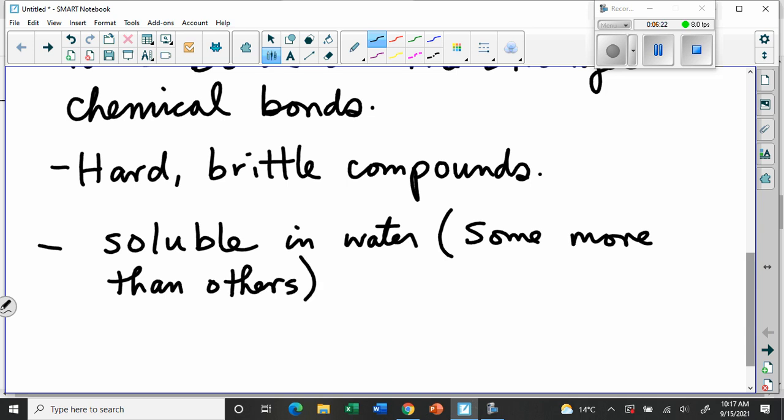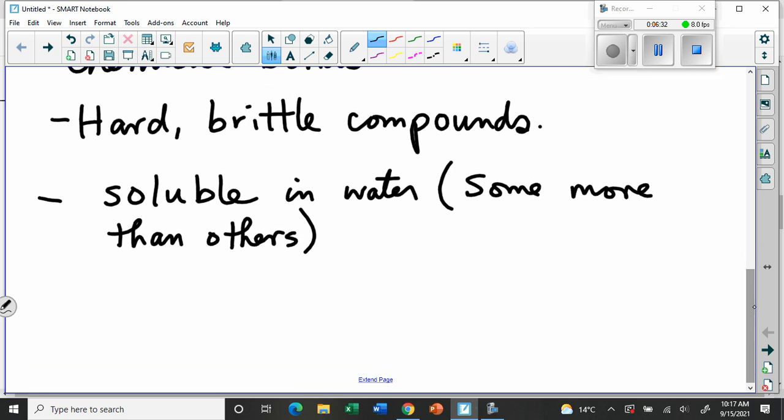Okay? And that, again, is because of the fact that they have this ionic bond that water is able to interact with in a sort of a special way. Now, when they are soluble in water, what's interesting is they conduct electricity.